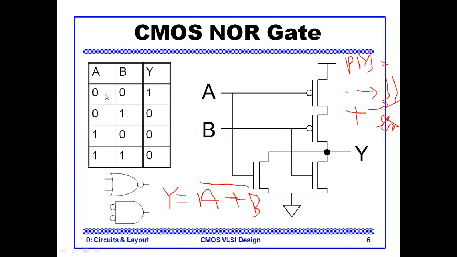So again, here you can apply 0 0 as the input to A and B, right? So 0 to the PMOS, it will go into the on condition. 0 to the PMOS, again it will go into the on.